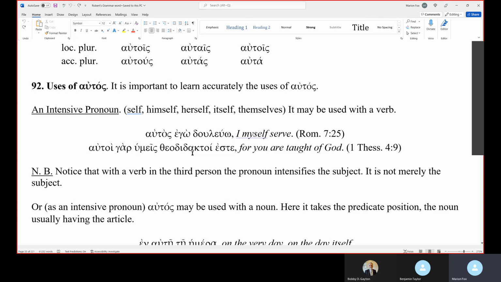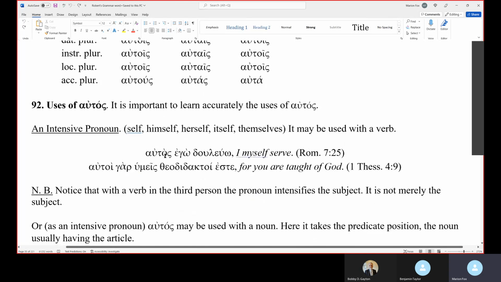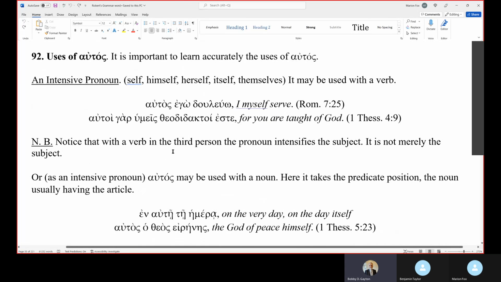Okay, let me look. Yeah, I think so. All right. I don't see it there, but I'll look. First Thessalonians 4:9. I'll look at my Greek text. It's over the iota. It's under the iota. It's got an iota subscript. No, it's got an acute over the delta iota right there.